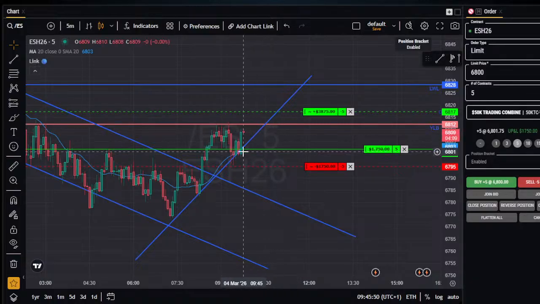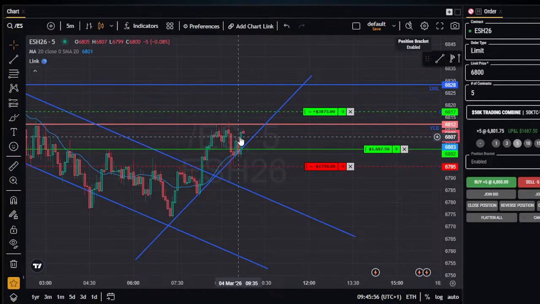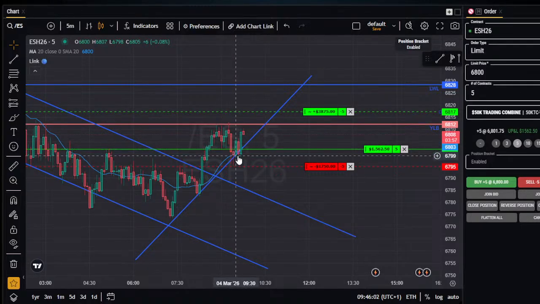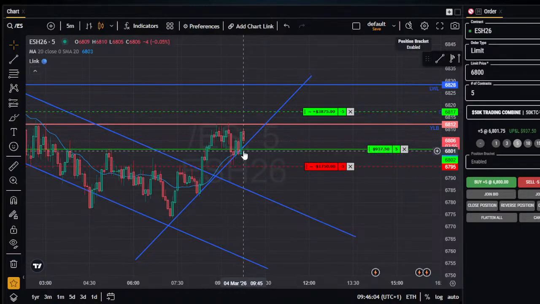What happened here? I took a limit order entry at this signal bar. It wasn't a very good signal bar, so I cancelled the stop order after reassessment and got in with a limit order. And you see, we got a rejection as expected.